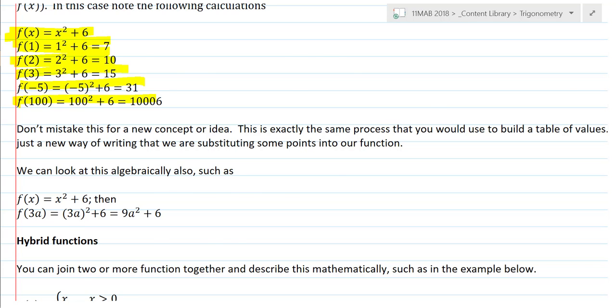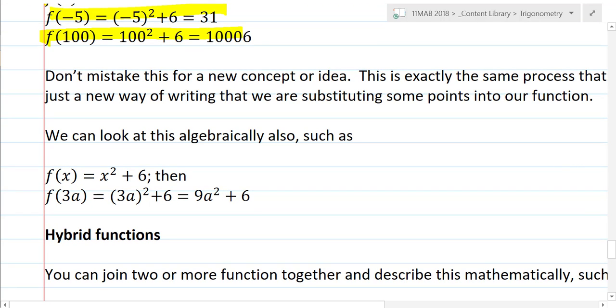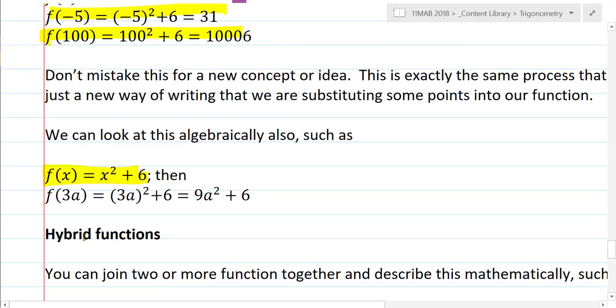We can also do f of x algebraically. So we might evaluate, well, what happens to f of x if x is 3a? And then I get this, and I can simplify that down to 9a squared plus 6. So you can evaluate functions algebraically as well.